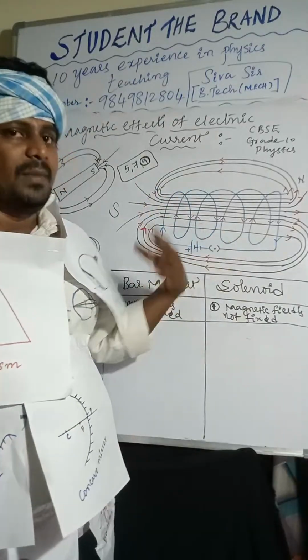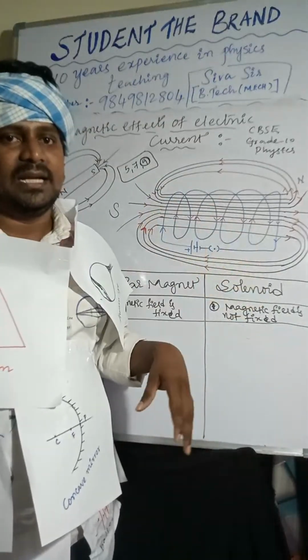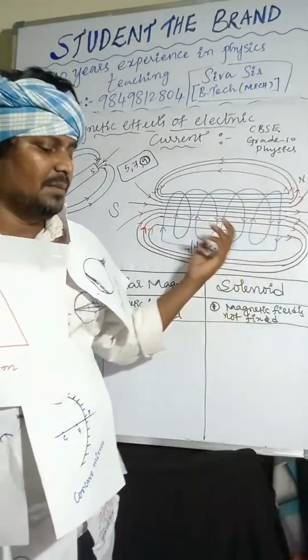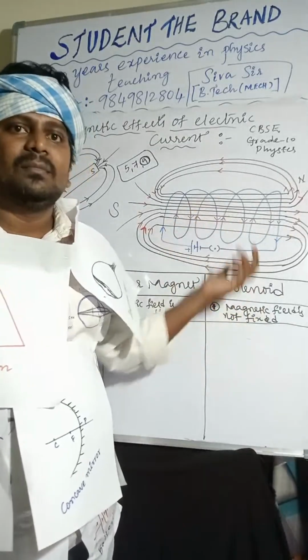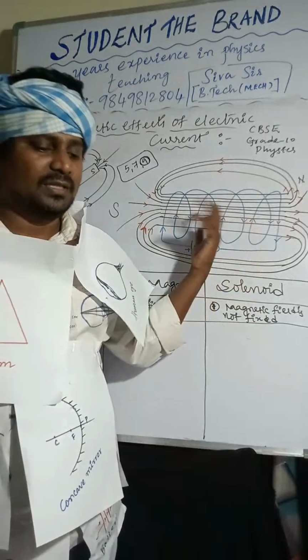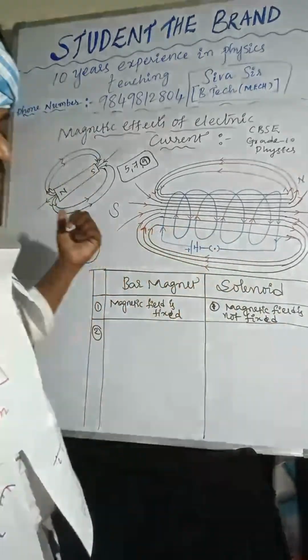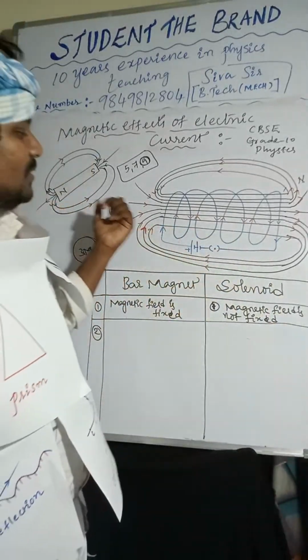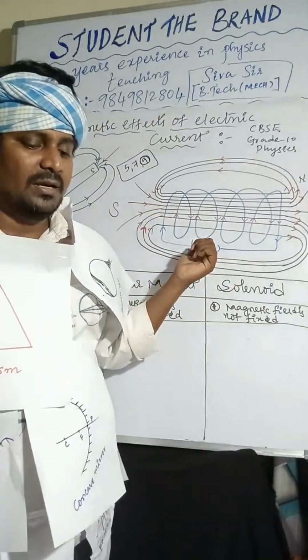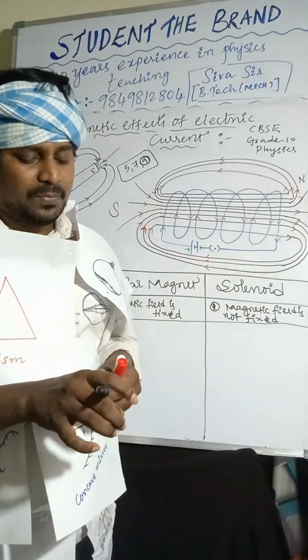But here we can magnetize, and we can demagnetize also. If you remove the battery, it demagnetizes. If you add the battery, it magnetizes. That's enough. So this is about the bar magnet and solenoid, the difference between them. I hope it is very clear to you all.